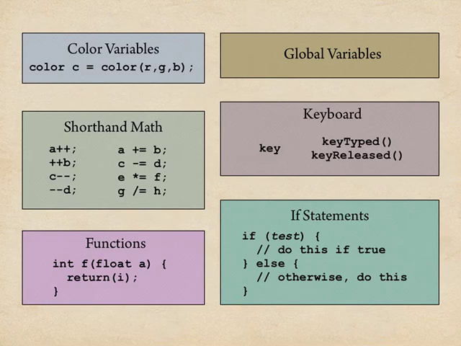In the test, you have something that evaluates to a Boolean. A is greater than 5. Or you can build things up. A is greater than 5 and B is less than 10. Remember, if you're testing for equality, you use 2 equal signs because 1 equal sign means assignment.